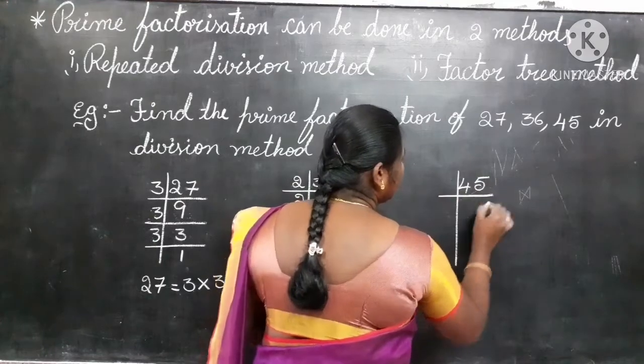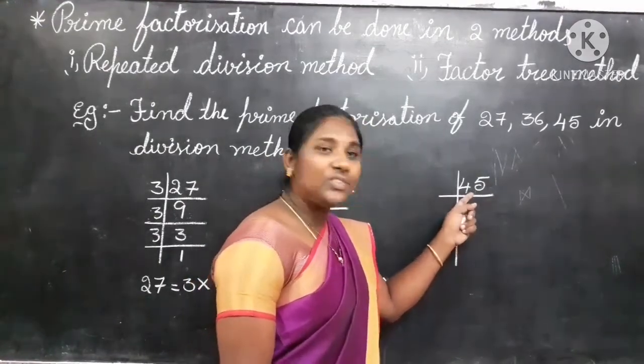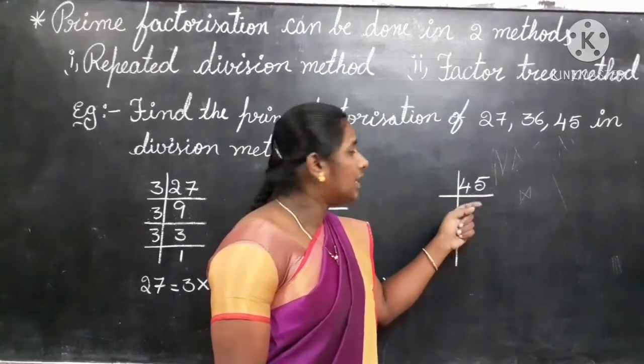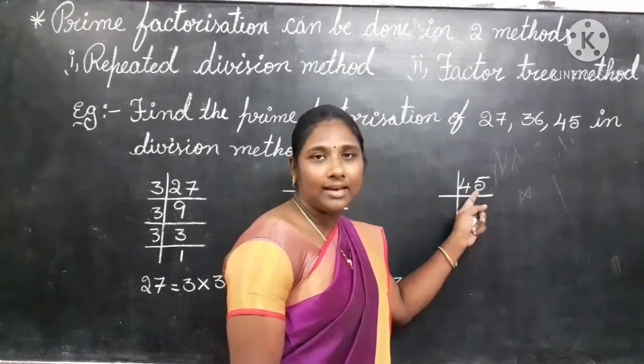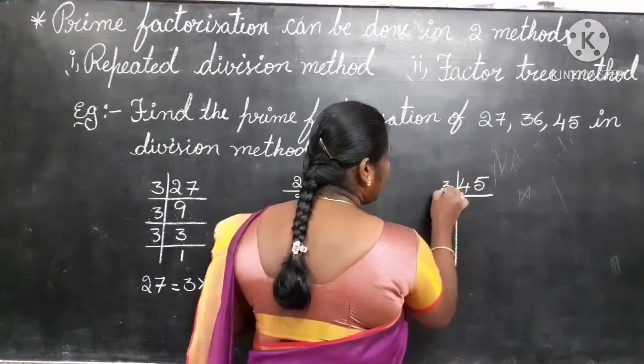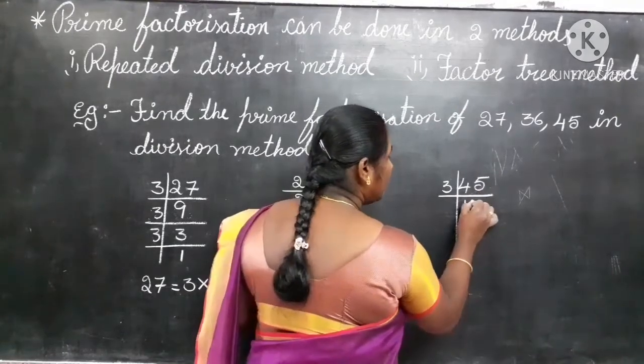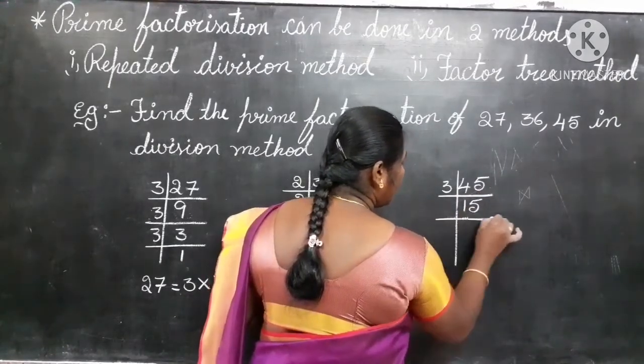45. First, is it possible with the 2 table? No. Why? It ends with 5. So it is not possible with the 2. 3 table 4 plus 5 9. 9 will come in 3 table? Yes. So it is possible with 3 table. 3 1s are 3. Remaining 4 minus 3 1. 1 5 15. 3 5s are 15.